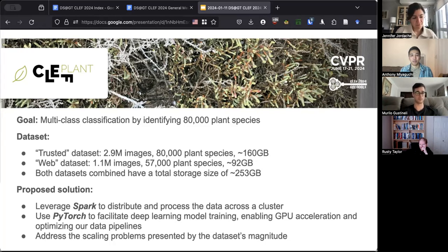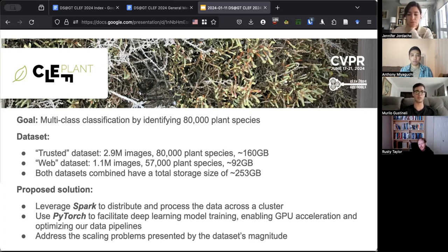So we're going to try to leverage Spark to distribute the process of data across clusters. That makes it very nice for data analysis and data processing. And we're also going to use PyTorch for the deep learning model training, because we're actually going to be using embeddings. So how is this going to work? Images are high dimensional data. We're going to transform those into lower dimensional spaces, which are embeddings, which really makes it easier to process and analyze all of that data, and also train those machine learning algorithms.